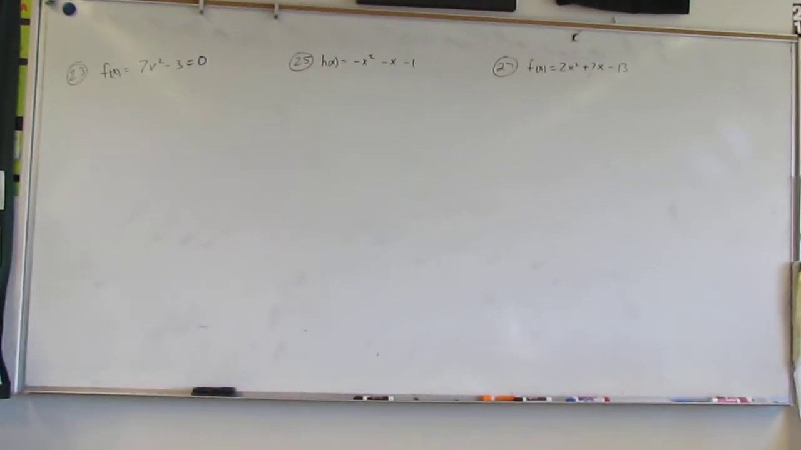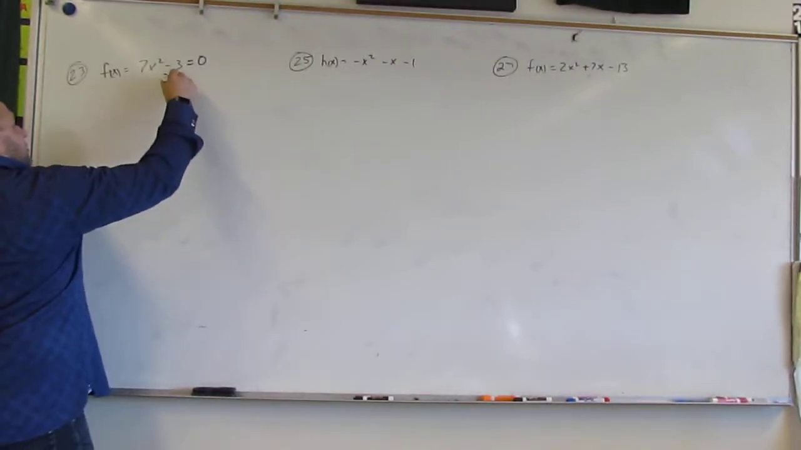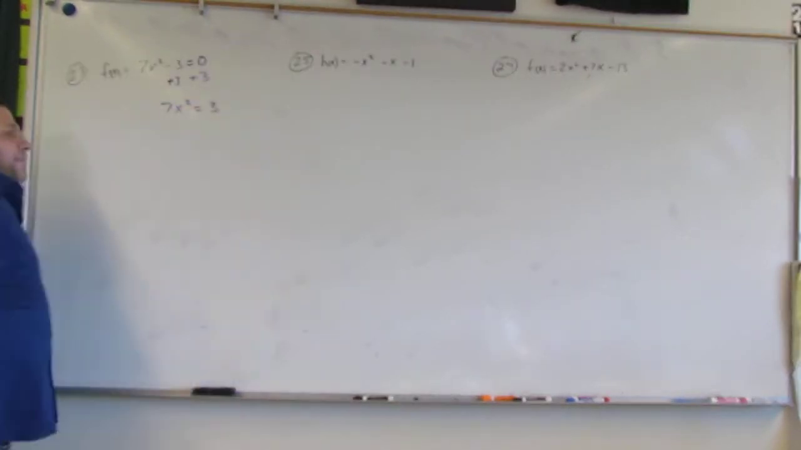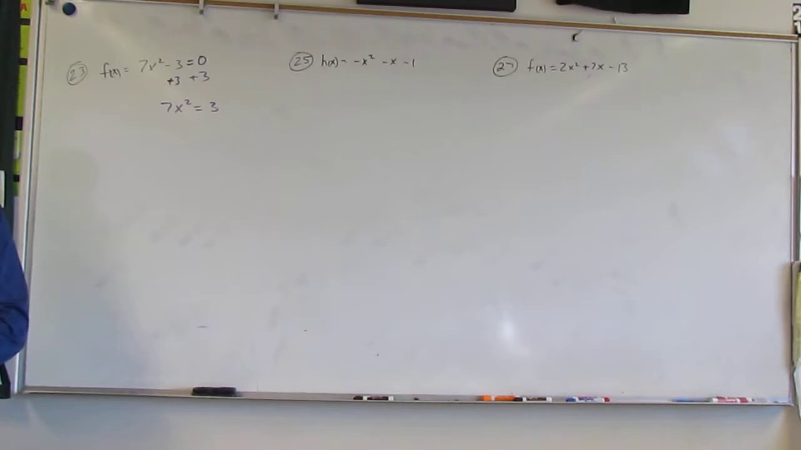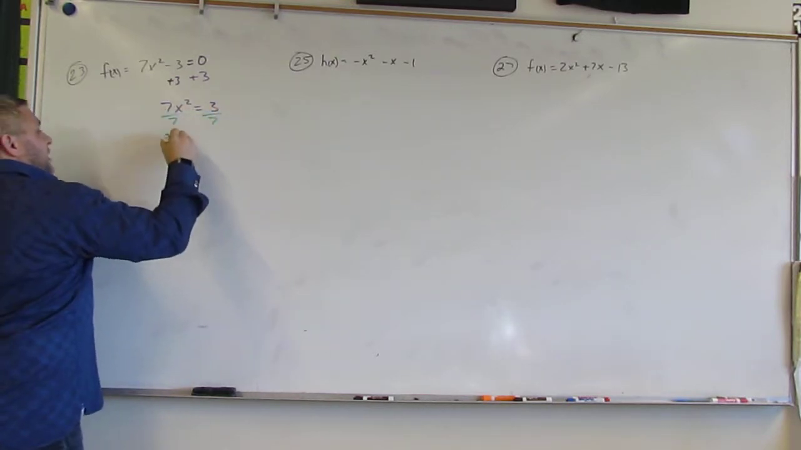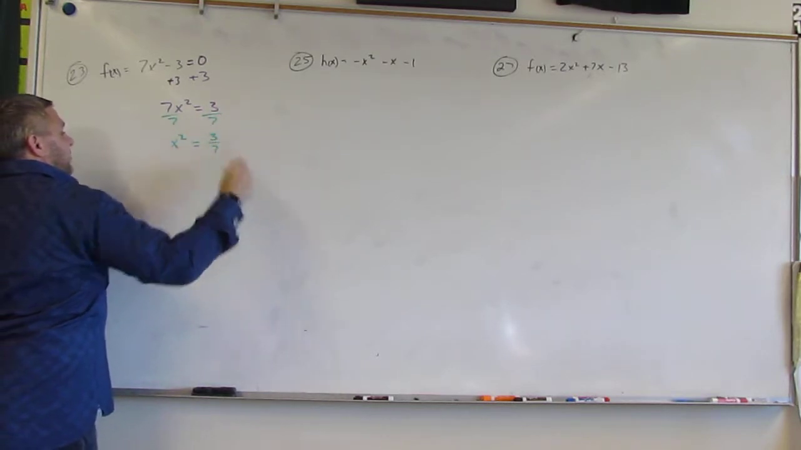So, we're going to move this. Right? And always do the opposite. Plus 3, plus 3. 7x squared equals 3. Now am I going to get x alone? Divided by 7, divided by 7. Okay? So I get x squared is equal to 3 over 7.